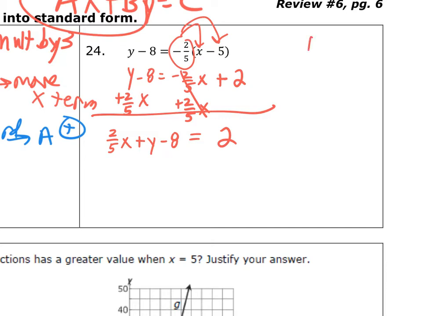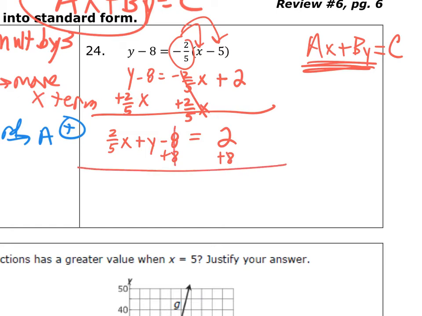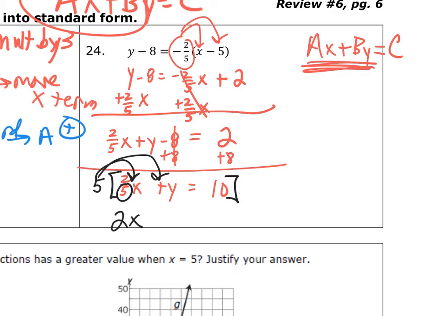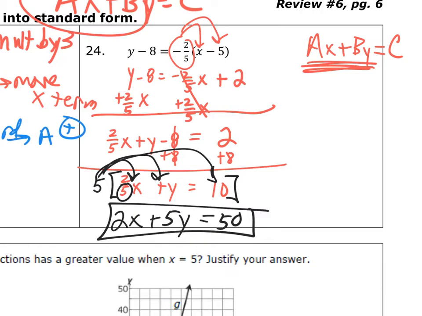Now we're trying to get ax plus by equals c, which means I'm trying to get the x and the y on the left. So that means I need to get rid of that 8. So I'm going to add 8. So I have 2/5 x plus y equals 10. Now if I clear out that fraction, it means I'm going to multiply by the denominator, which in this case is 5. So I'm going to multiply each term by 5. That gives me 2x times 5 is 5y times 5 is 50. And now I'm in standard form.